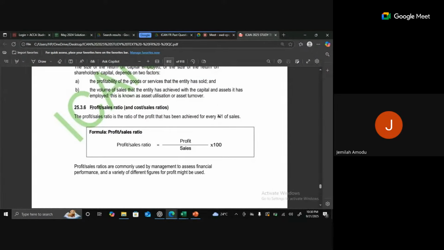So the next ratio we'll look at is the profit sales ratio. As the name suggests, you are simply comparing your profits to your sales. They say the profit sales ratio is the ratio of the profit that has been achieved for every 1 naira of sales. So for every 1 naira of sales that you make, what is the profit that you make on it? That is what the profit sales ratio is looking at.